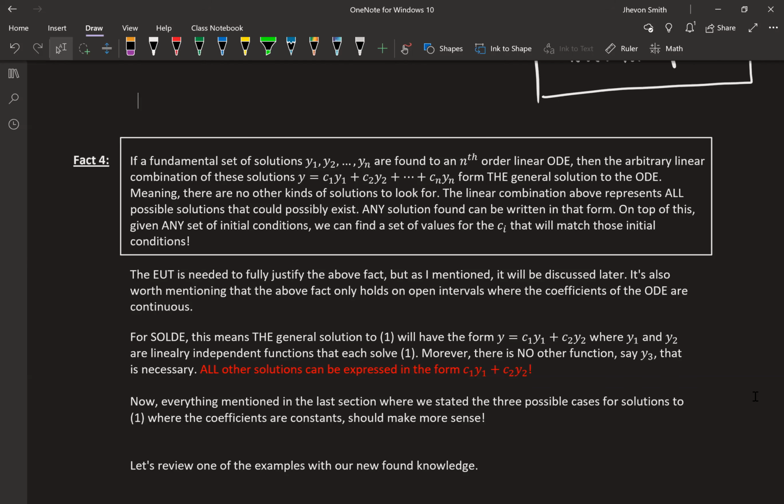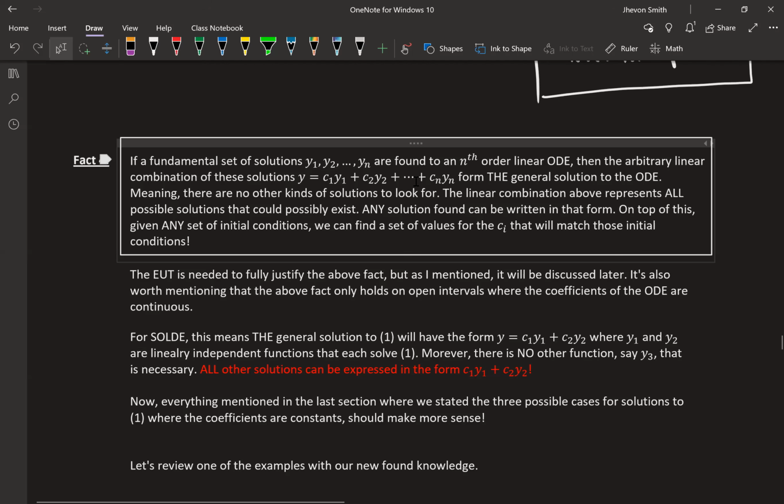If a fundamental set of solutions are found to an nth order linear ODE, I found n of them, n functions, and they're a fundamental set, meaning they're linearly independent, and each individually solve the differential equation. In other words, each of these, y1, y2, y3, all the way up to yn, solve an nth order differential equation, and at the same time, the Wronskian of them is non-zero. Then an arbitrary linear combination of these solutions, C1y1 plus C2y2, is automatically a solution. I showed that by a fact earlier.